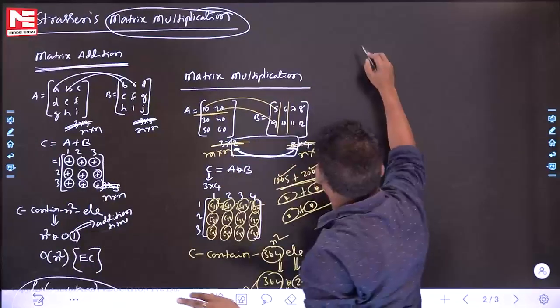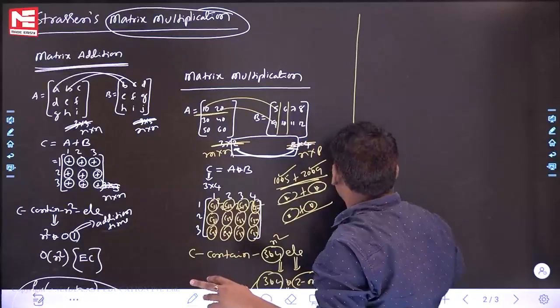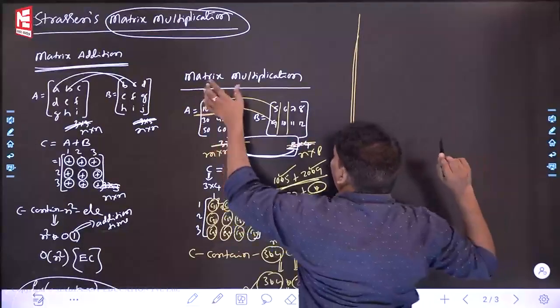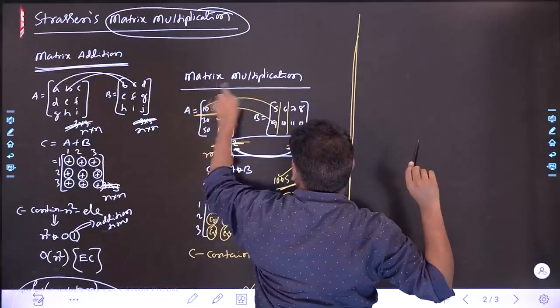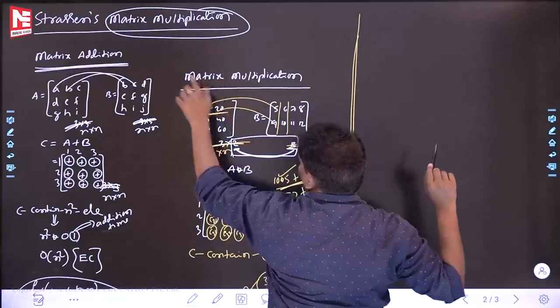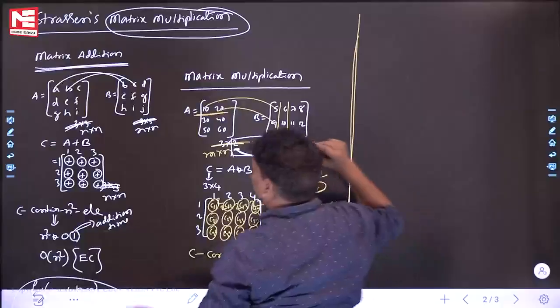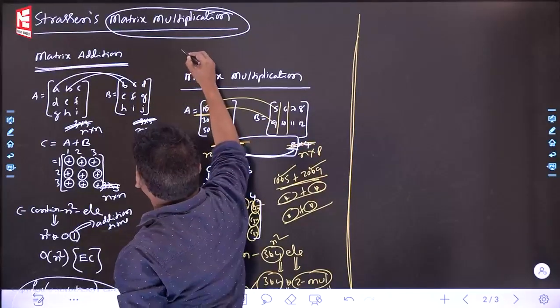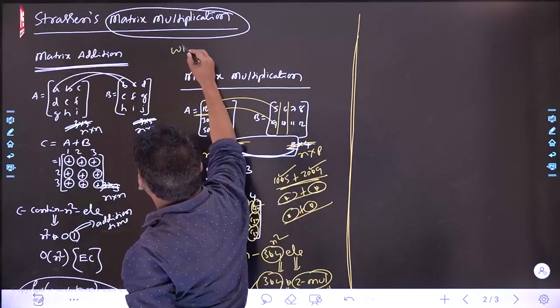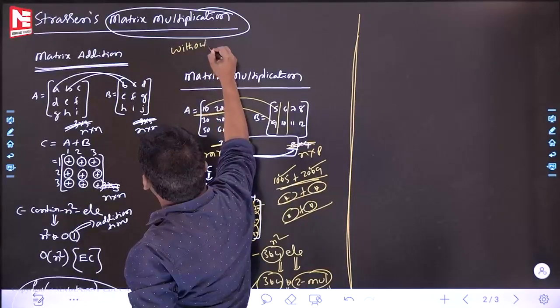Now see, what is the interesting line? I am writing one more interesting line. Please see. Our goal is this one only. Matrix multiplication only is our goal, because it's Strassen's matrix multiplication. I did both, it's okay. But one thing: I did both without divide and conquer.